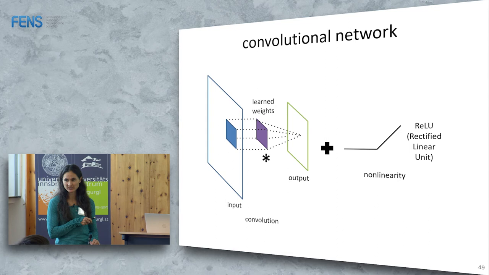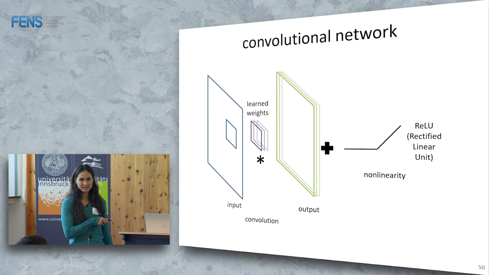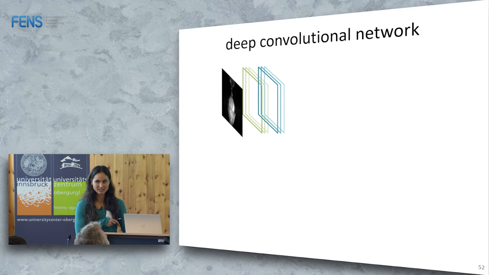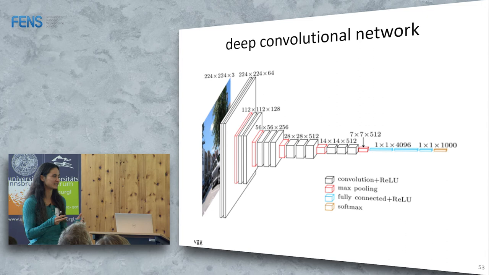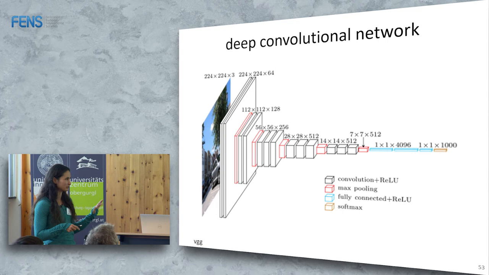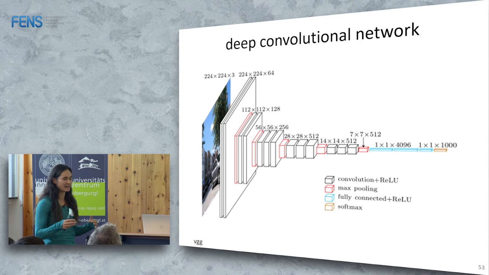You're not going to just learn one of these filters, you're going to learn a lot of these filters, and you're going to get a lot of different outputs. And then again, for it to be a deep neural network, you need at least two of these. So you'll have a bunch of these different concatenations of linear classifiers. The most successful ones have been the deepest so far. This is something that was successful maybe in 2014, 2015. It had on the order of 15 layers. The biggest networks now have on the order of 1,000 layers.